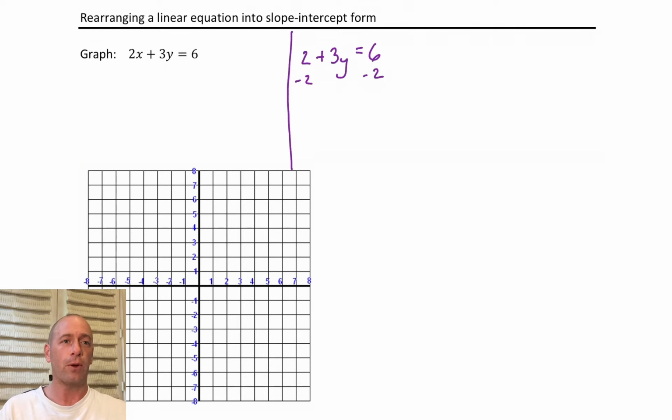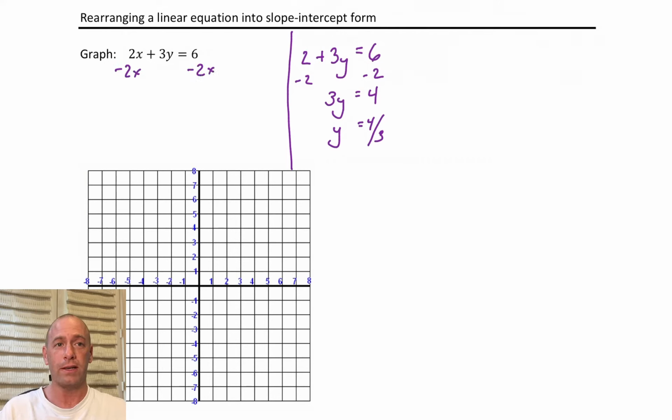This is a two-step equation like you would have seen in 6th and 7th grade. We'd start by subtracting 2 from each side, and then we would isolate y by dividing by 3. Now this question that I gave you is no different. 2x plus 3y is 6.